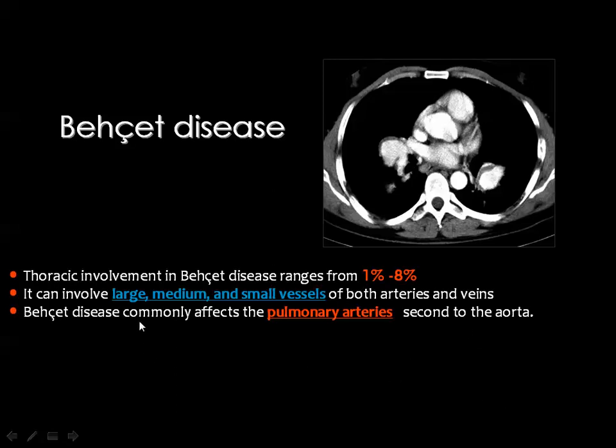Behçet commonly affects the pulmonary arteries second to the aorta, and the major manifestation here is the formation of pulmonary aneurysms, which are usually multiple and maybe bilateral, as you can see here.